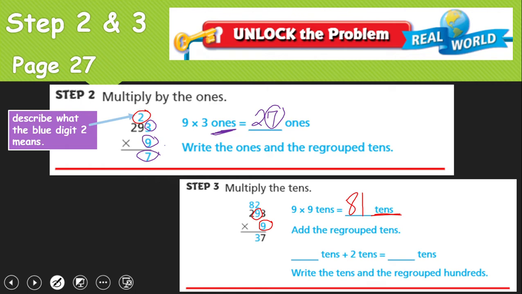Okay? Now we need to add the regrouped tens. That's this 2 way up here. We must add it. So we have to do 81 tens plus 2 tens gives me 83 tens. And then we place 3 in the tens place. And that's why the 3 is under the tens. And then we move that 8 up here to the hundreds, which I will change to yellow.